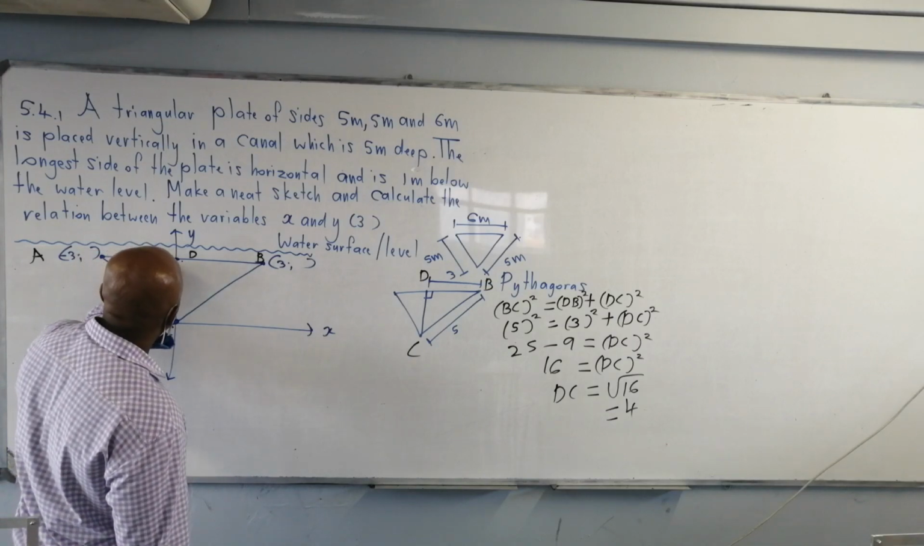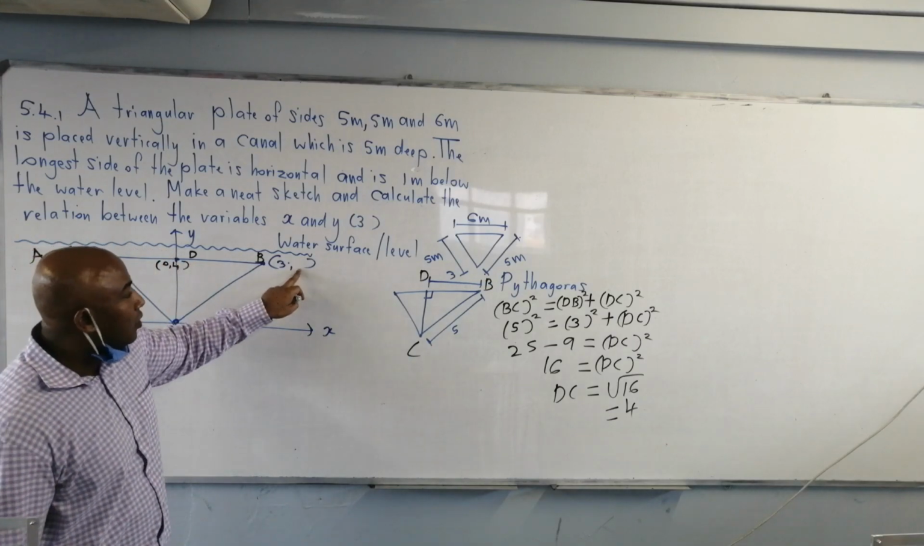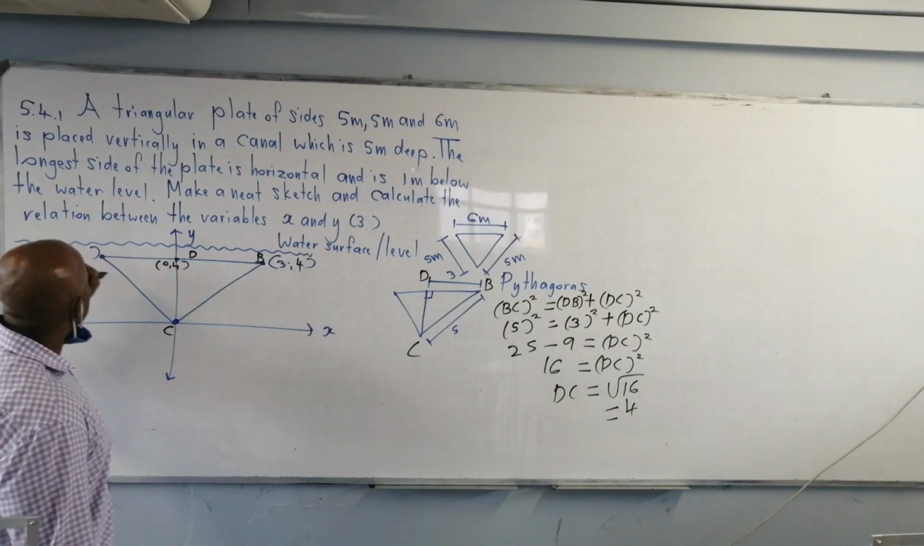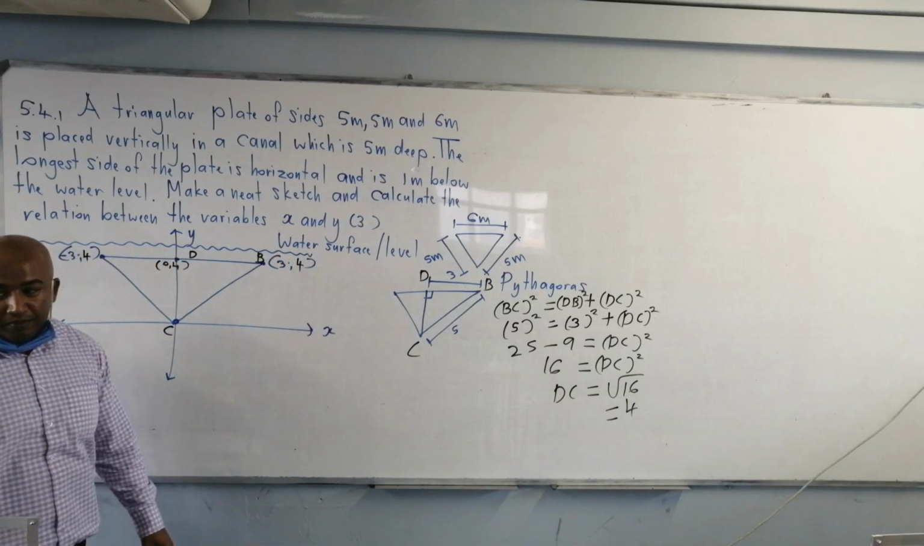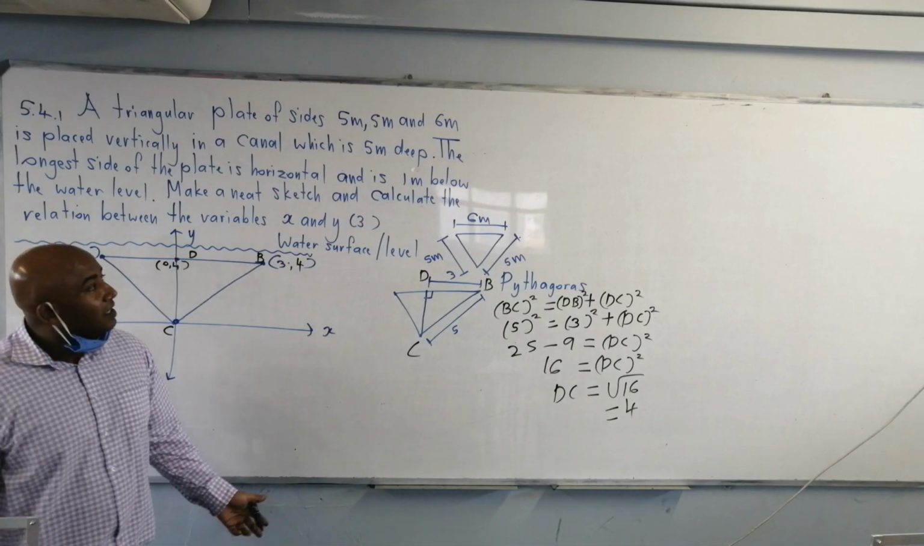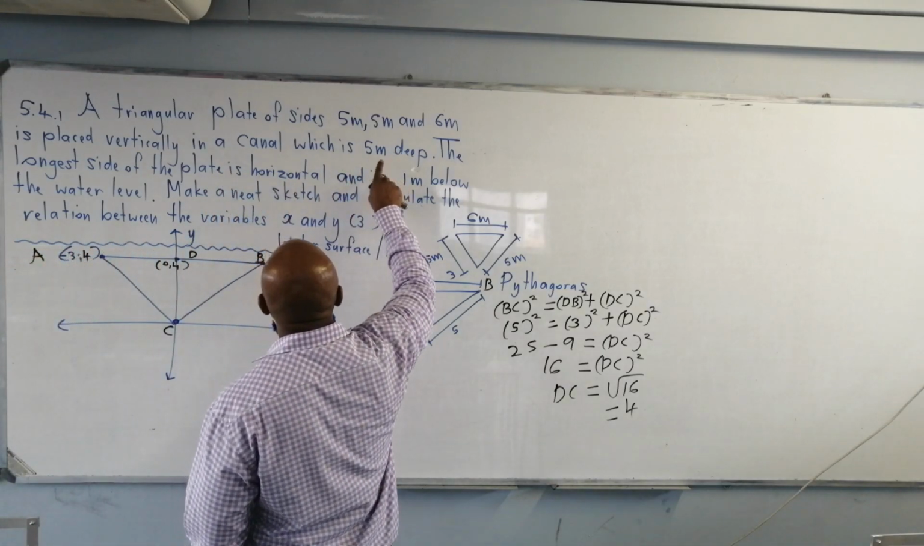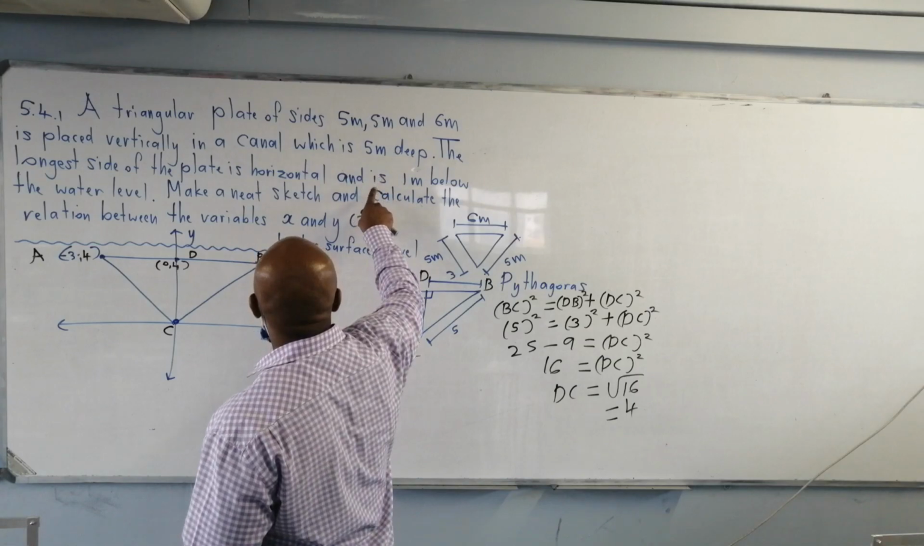So this is 0, 4. That means the y value here is 4. The y value here is 4. And what did they say? It is 1 meter. Where is that?